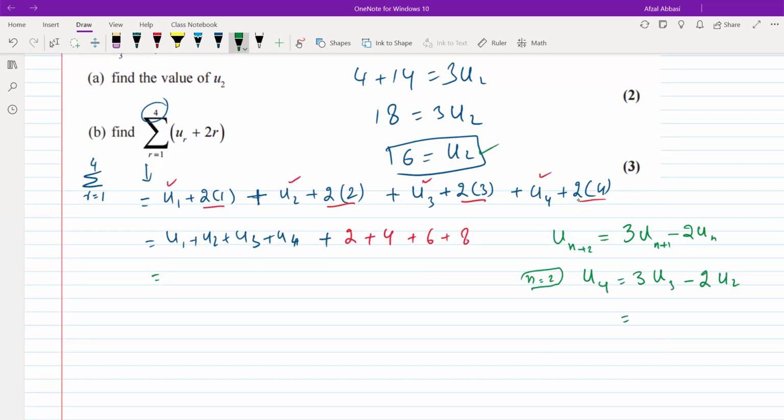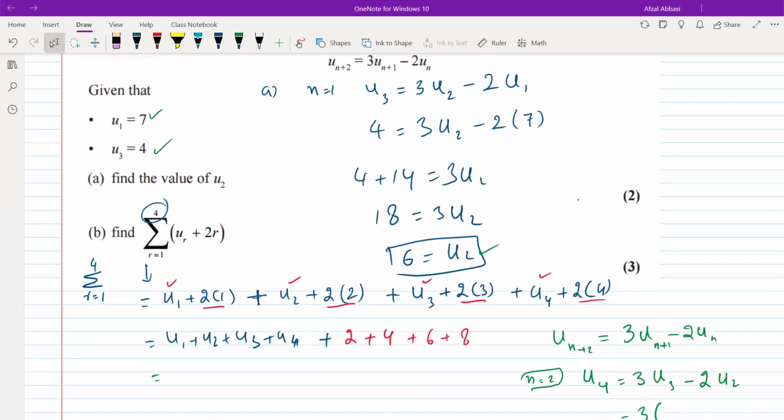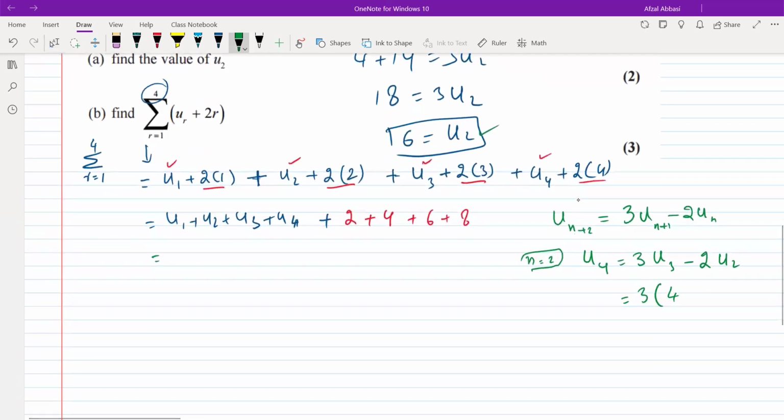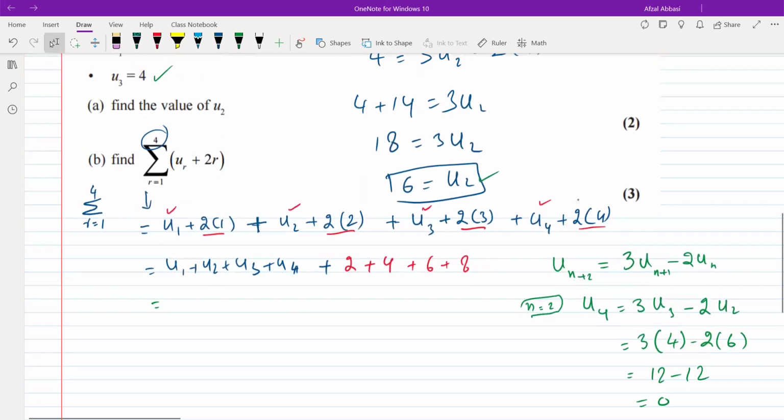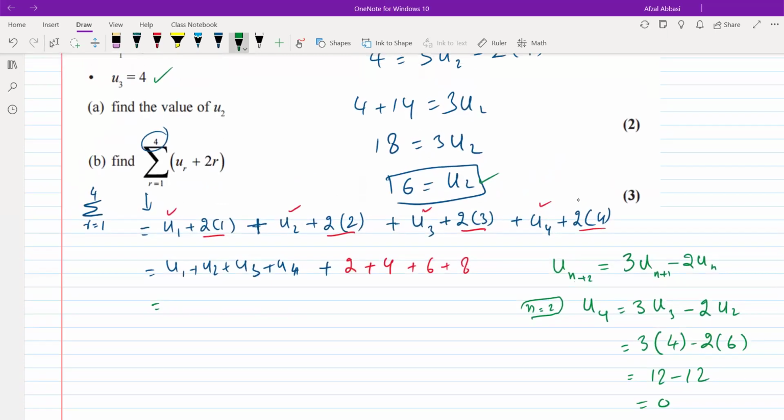So u4 will be 3 times u3. What is u3? u3 is 4. Minus 2 times what is u2? We just found in the first part, which is 6. So we get 12 minus 12, 0. So u4 is 0.